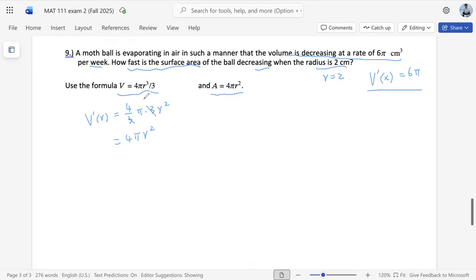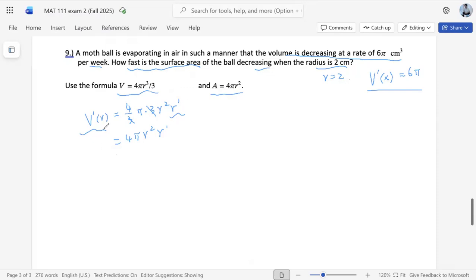Oh, hold on a second. Because we want to take derivatives simultaneously with V prime and R prime, we need to have R prime here, the rate of change of the radius. So when the volume changes, the radius changes along. We want to find the rate of change of the radius.